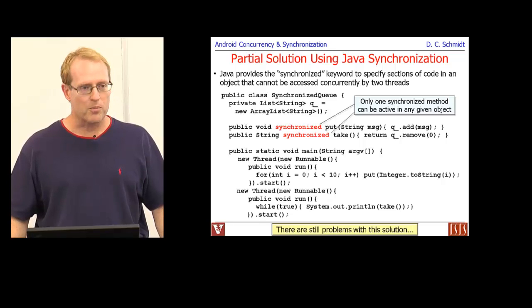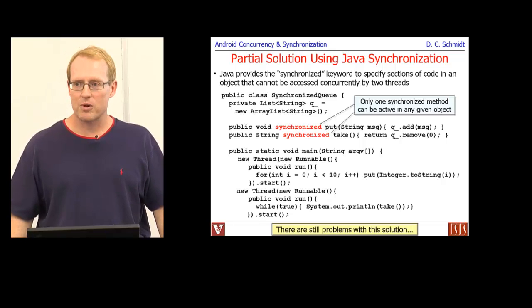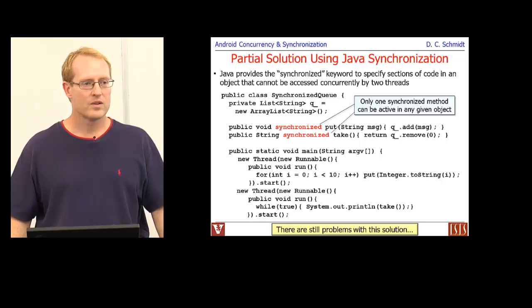Okay, there's still a problem with this solution, though. Does anybody see what the problem is still going to be here? So we don't have to worry quite so much about the data structure being corrupted, but we still have to worry about some other things. Multiple threads will not be able to meet if you have more threads, because reading does not need to be protected.